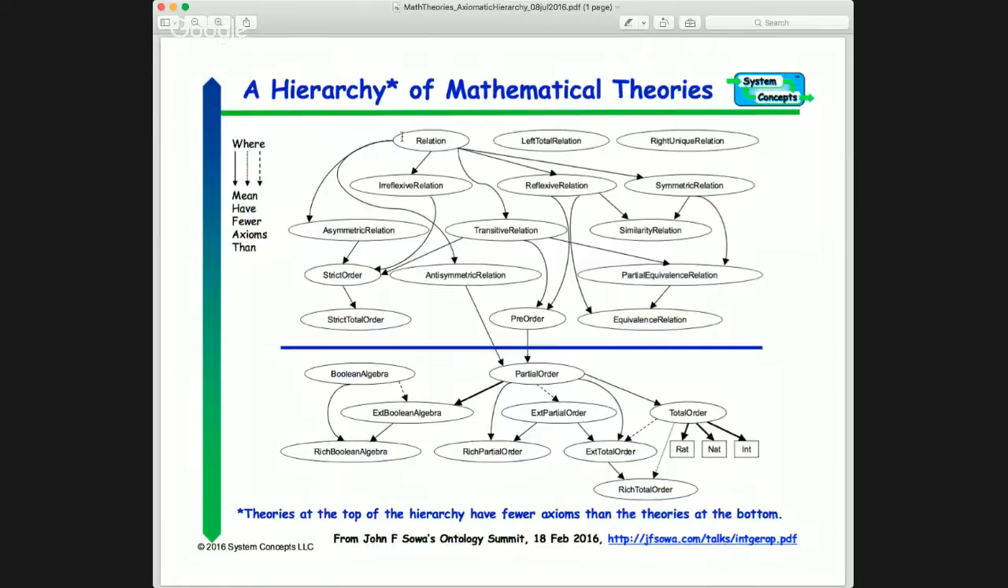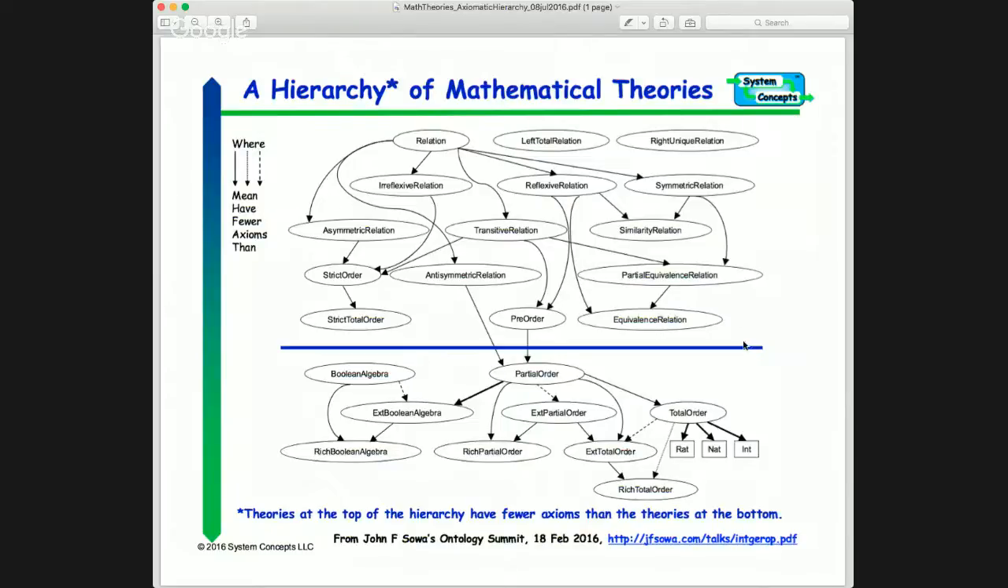In this particular hierarchy, the theories at the top have fewer axioms than the theories at the bottom. So this means that a relation has fewer axioms than an irreflexive relation and an anti-symmetrical relation. As we go down the chart, we have more and more axioms. But it doesn't really say what kind of axioms, how they relate to each other. There's just more of them.